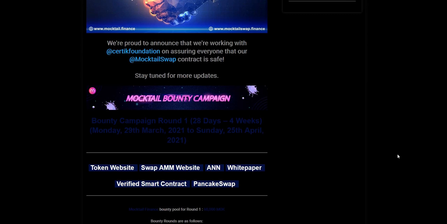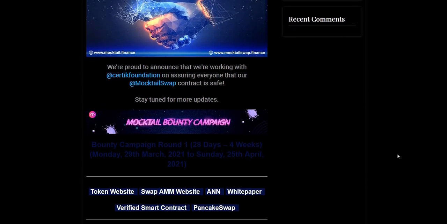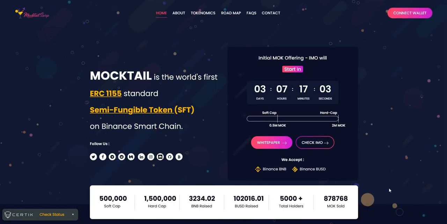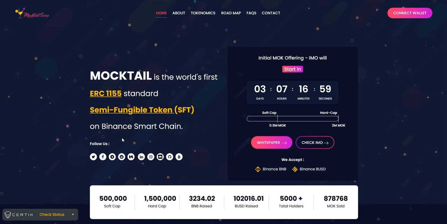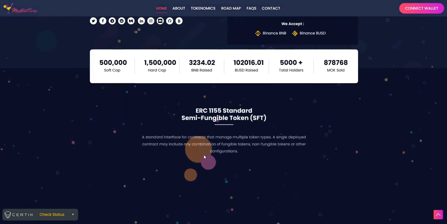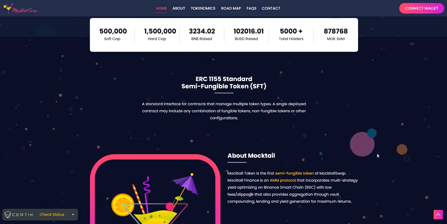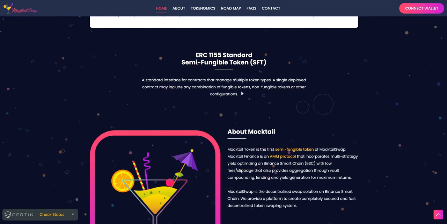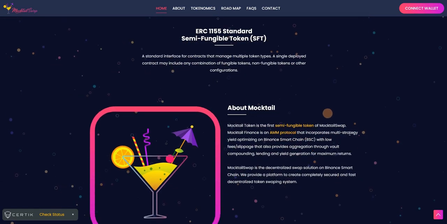Well, I'm not joking at all. MocktailSwap comes forward with this concept. Let's check their website and know about MocktailSwap. Mocktail is the world's first ERC 1155 standard semi-fungible token on Binance Smart Chain. A standard interface for contracts that manage multiple token types. A single deployed contract may include any combination of fungible tokens, non-fungible tokens, or other configuration.